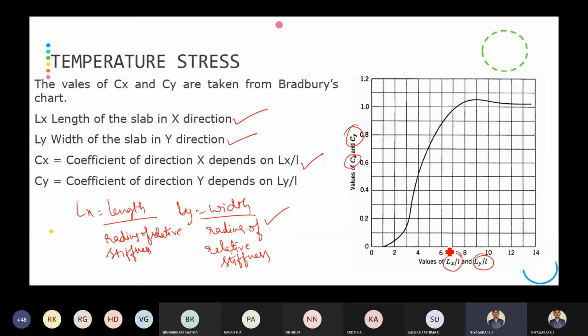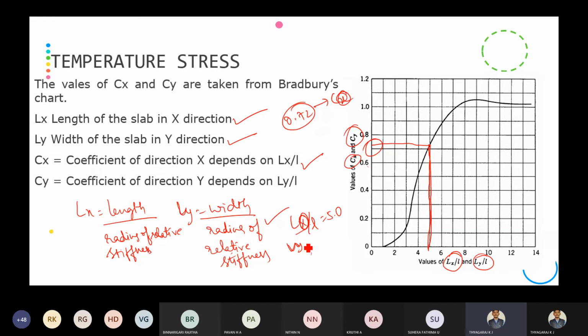For example, we have got Lx by L as 5.0. So draw a line here. It will cut the curve at this point. This is 7, and this is 5. So we have taken Lx by L as 5. Project it outward, and whatever value we get here, that is 0.72. So this will be the Cx value.